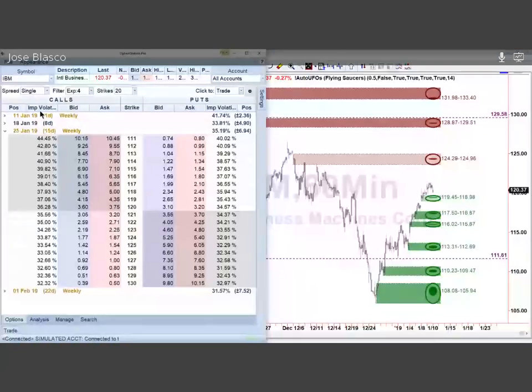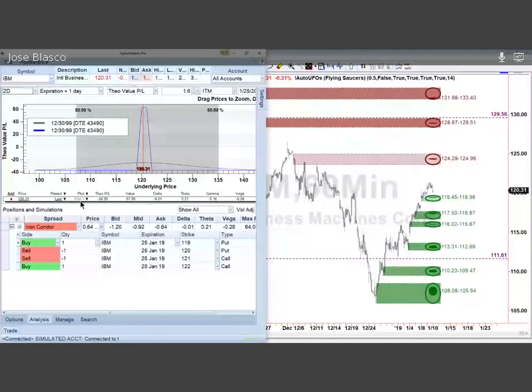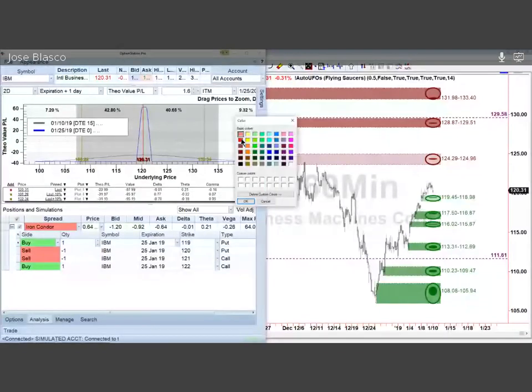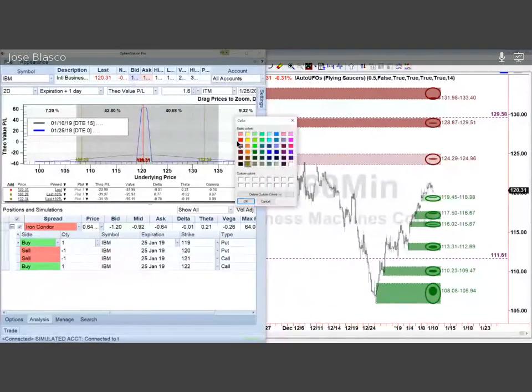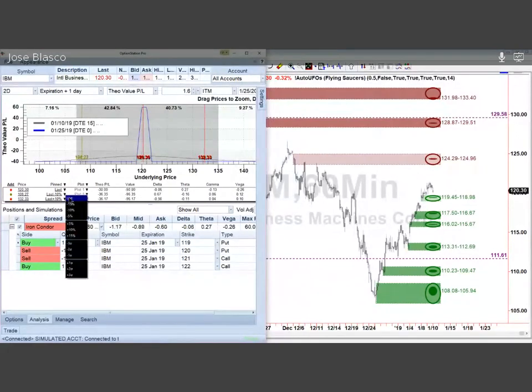So I'm just going to add it here. Analyze sell iron condor on IBM, and I'm going to add 3 price slices. I'll make the top one red, which means that's my upper boundary. On the bottom, I'll make it red, which means it's my lower boundary. In the middle, I will select last, so it's the last price, the current price. And on the top, we said 129.58.